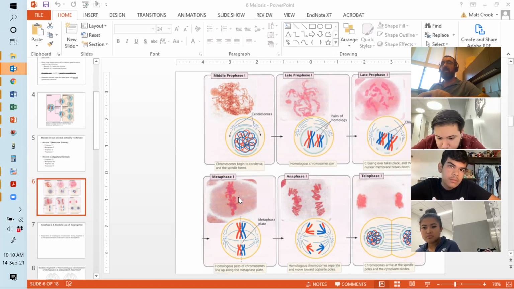So we have the same deal in metaphase one. We have our M phase checkpoint.